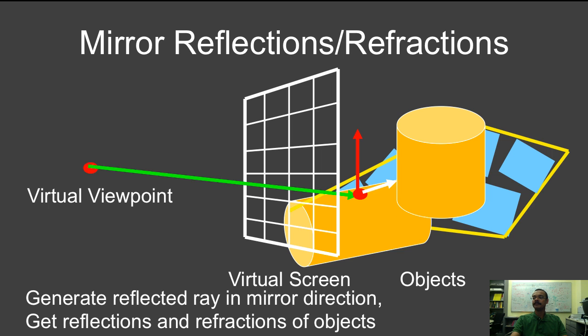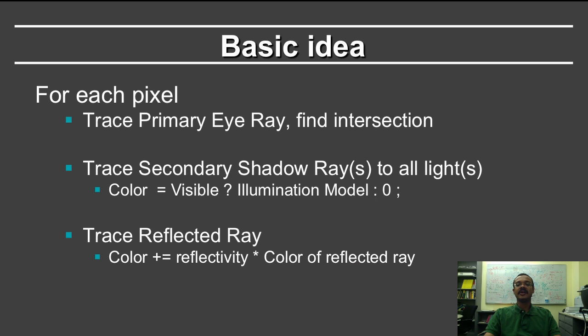for the new ray. Here is the basic idea of recursive ray tracing, and essentially this is what has made ray tracing such a popular algorithm. You first trace the primary eye ray, you find the intersection, then you trace secondary shadow rays to all the lights, and if the shadow rays return unblocked, you apply the illumination model, otherwise it's zero. It's the V term we saw in the previous segment.